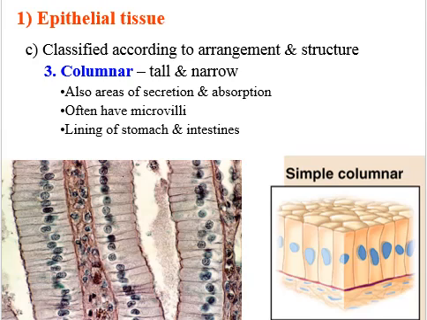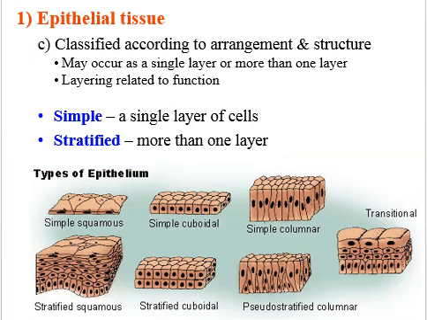Now another characteristic of these cells is that most of the time you don't find just one layer of cells. These cells come in multiple layers. So another characteristic of epithelial cells is what kind of layering there is. If you look at epithelial cells, you find some that are just one layer. Those are called simple squamous cells, simple cuboidal cells, simple columnar cells. It's just one layer of cells.